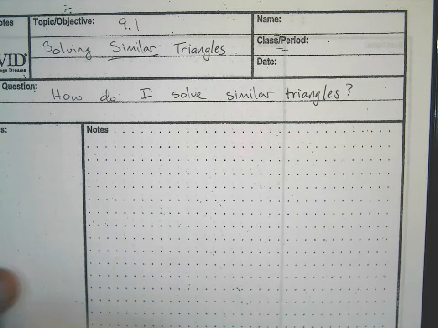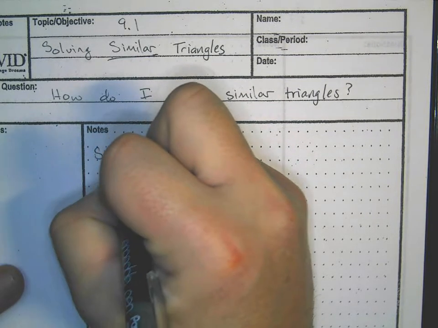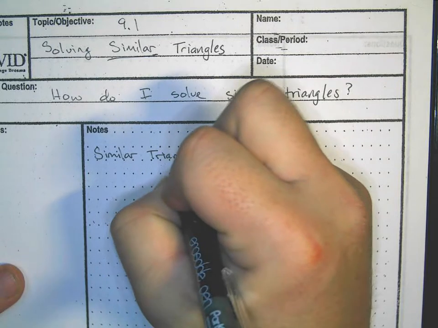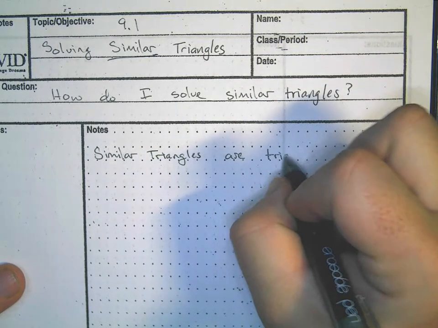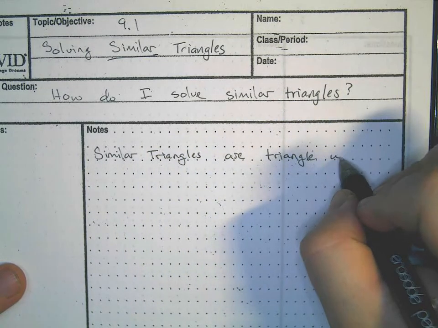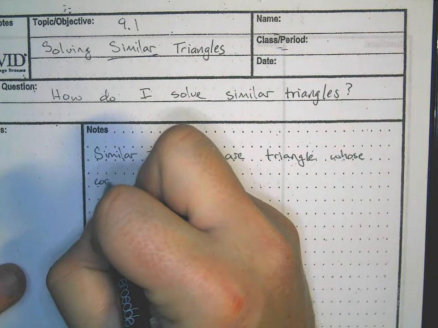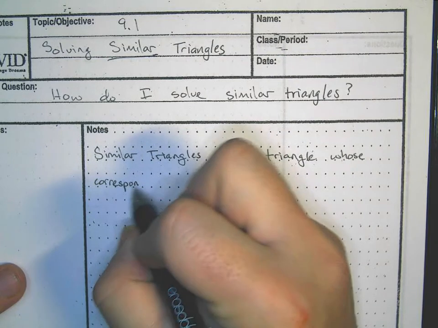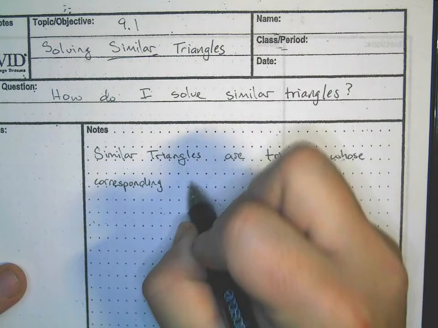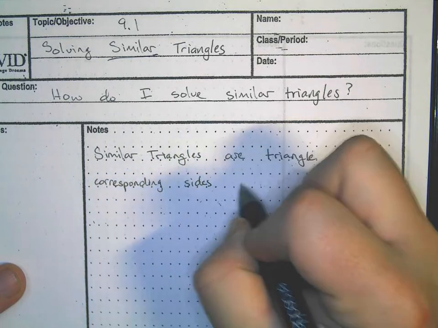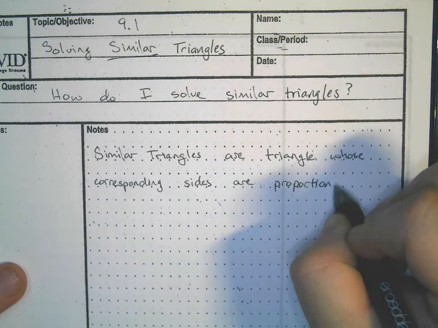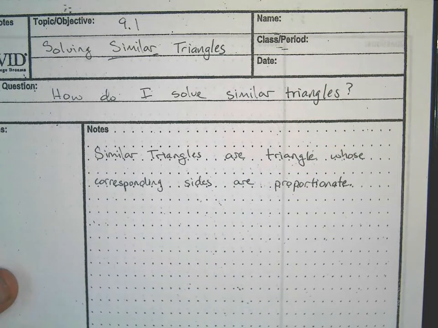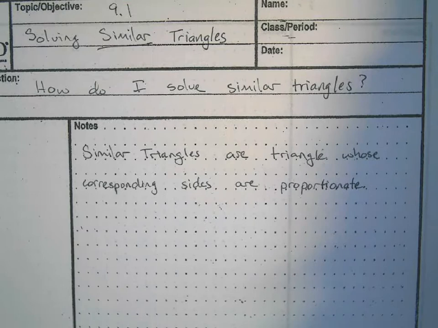Now, similar triangles are simply triangles whose corresponding sides are proportionate. So we have corresponding parts that are proportionate.